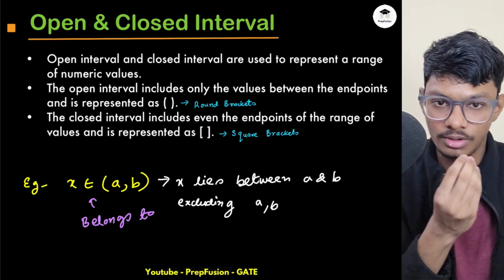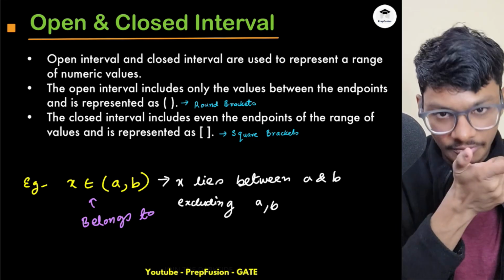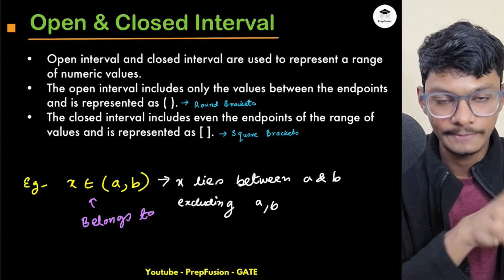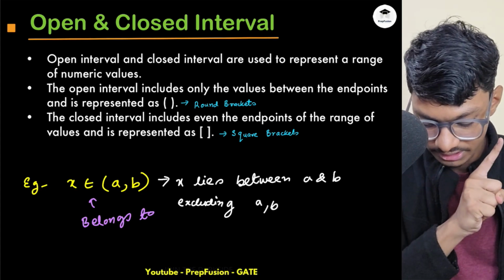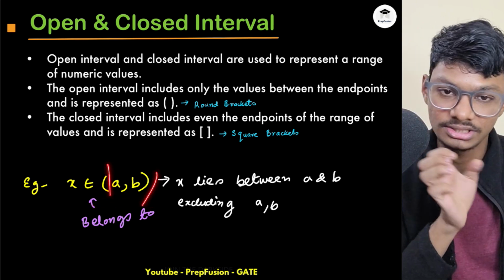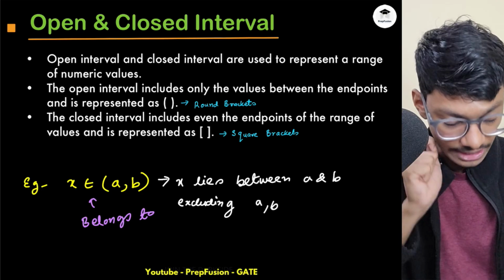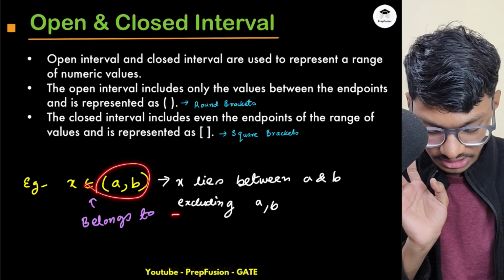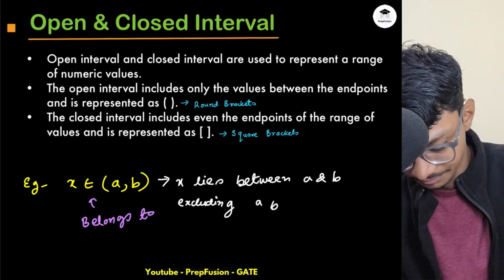Basically, if we have 1 comma 2, x will lie between 1 and 2. 1.5 is valid, 1.3 is valid, but 1 is invalid. If 1 comma 2 is written in round brackets and I write x equal to 1, that will be invalid. x cannot be equal to 1, because it is excluding a and b.